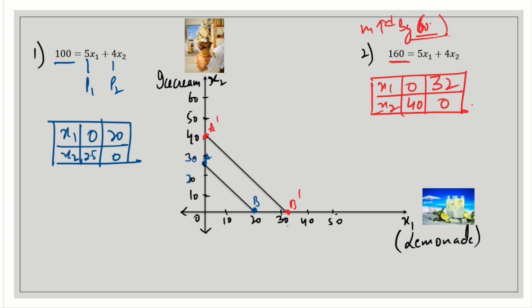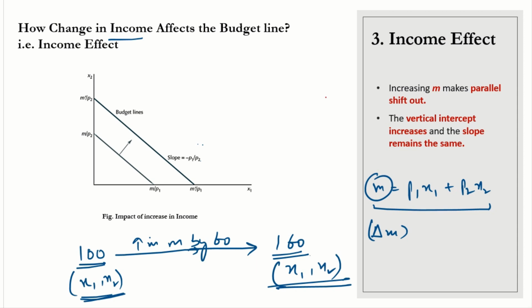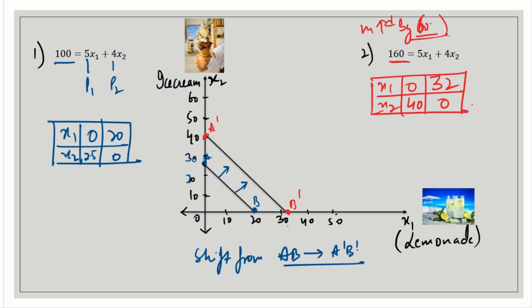Now we know that the initial line was this, and we have shifted from here to here, AB to A prime B prime, right? This is the shift we have witnessed because of change in income. So is it parallel or not? If we get back to this figure, you know that the slope of the budget line is given as the ratio of the prices of commodity 1 to that of 2. So similarly, if we derive the slope for both these cases, right?